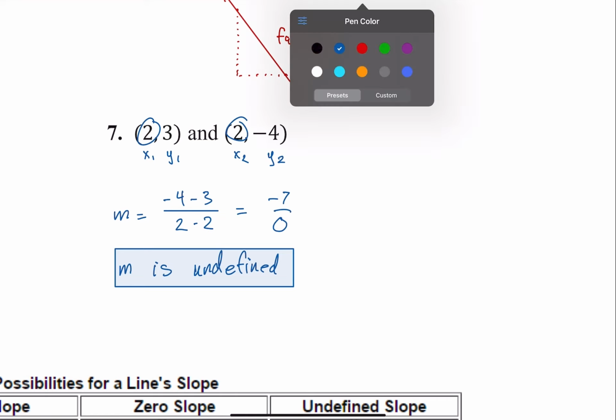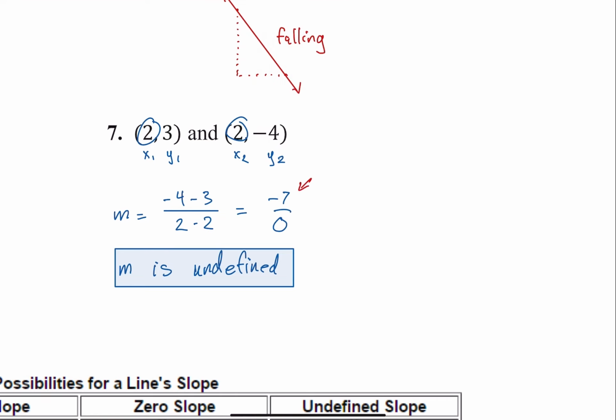Okay. It's still good to think about this as rise over run, though, because what this is saying is, if you rise negative 7, you're just going to go straight down, and if you run 0, you're going to be looking at a vertical line. So this is going to be a vertical line.